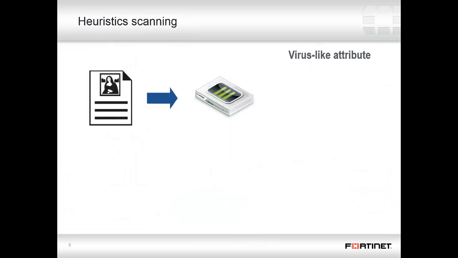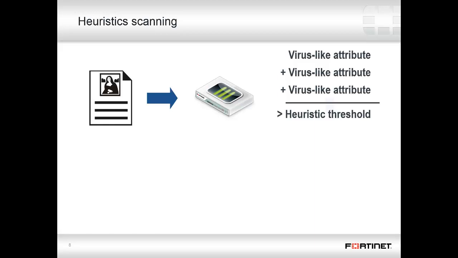Another aspect of virus scanning is heuristic virus detection. Heuristics are simply a list of virus-like attributes or behaviors that the scanner looks for. The hope is to detect a virus before it becomes an official signature and prevent an outbreak before it occurs.